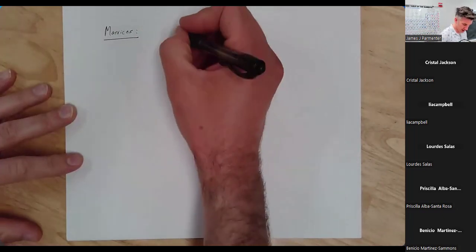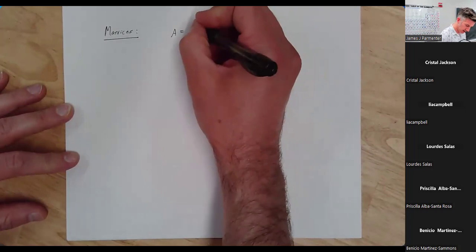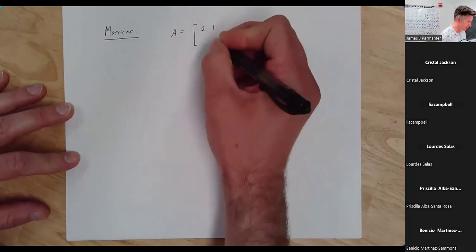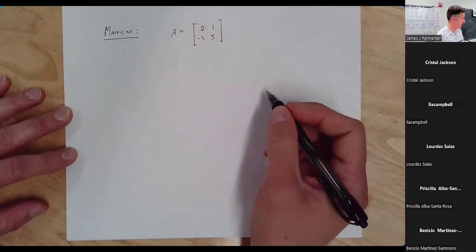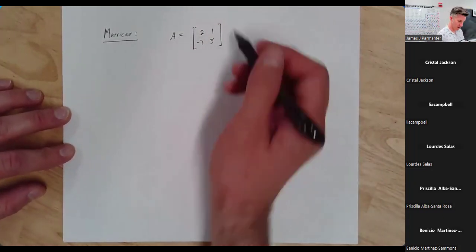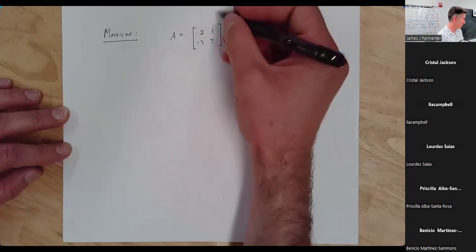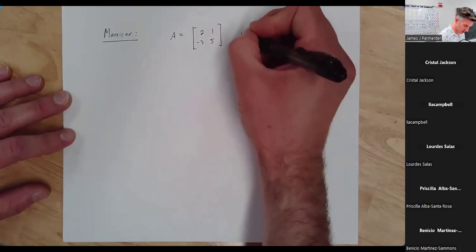Not that we have to think about them that way, but if I say that the matrix A is the matrix 2, 1, -3, 5, I often think of it as having row vectors of 2, 1 and -3, 5, and column vectors that are 2, -3 and 1, 5. We don't have to use those words, but sometimes people will.